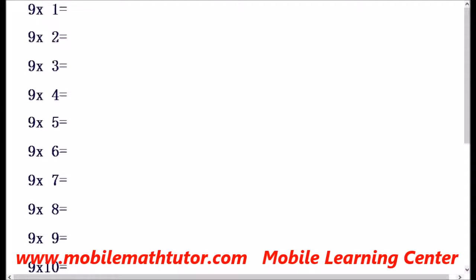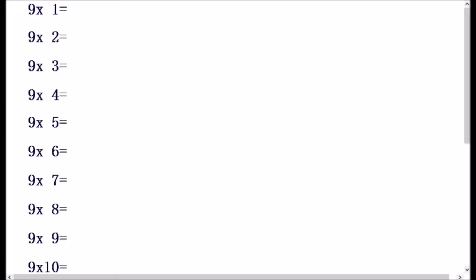Today I'm going to teach you your 9's multiplication facts in 9 minutes or less. The way we're going to do that is we are going to recognize patterns in our 9's. So the first pattern I want you to recognize is if we want to just write down our 9's, all we have to do is know how to count.